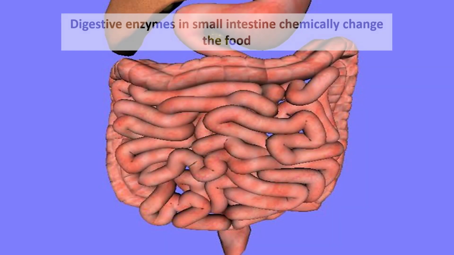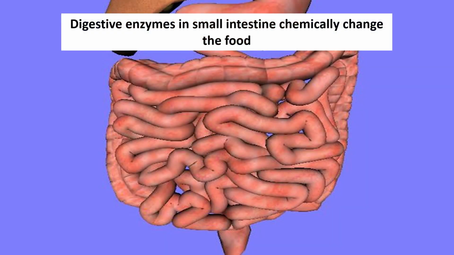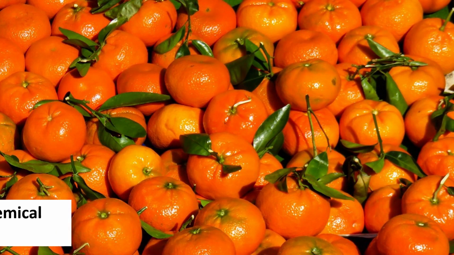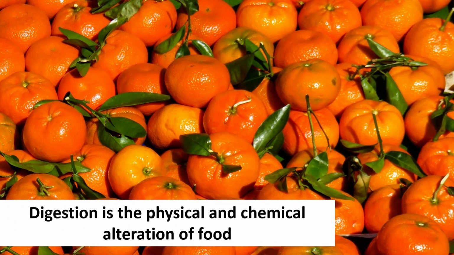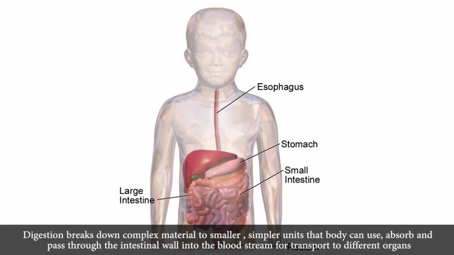So, what is happening? Digestive enzymes in the small intestine are also chemically changing the form of food. Thus, digestion is the physical and chemical alteration of food. Digestion breaks down complex material to smaller, simpler units that body can use. It is in these smaller units that these units are absorbed and they pass through the intestinal wall into the bloodstream, from where it is transported to the different organs of the body.